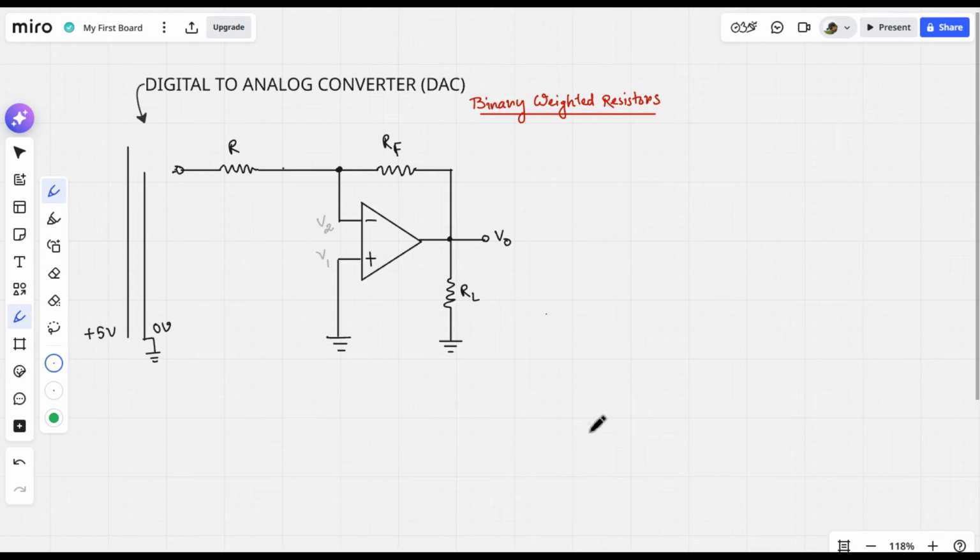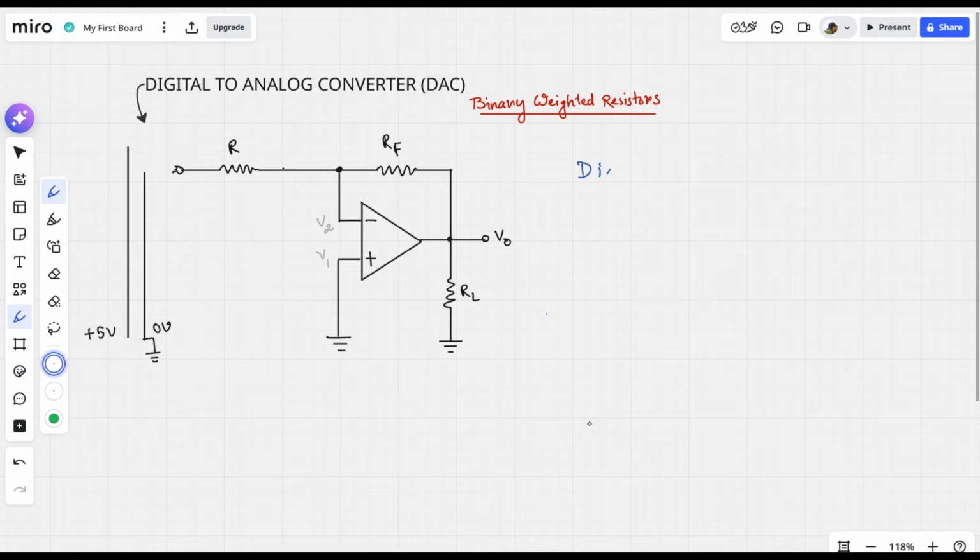So why do we need DAC, that is the digital to analog converter? Digital systems like microprocessors, microcontrollers, computers and digital circuits work using 0 and 1. But the real world around us is mostly analog, like sound, temperature, pressure, light intensity, biological signals, all very continuous. So a digital system must somehow communicate with this analog world. That is where DAC comes into the picture.